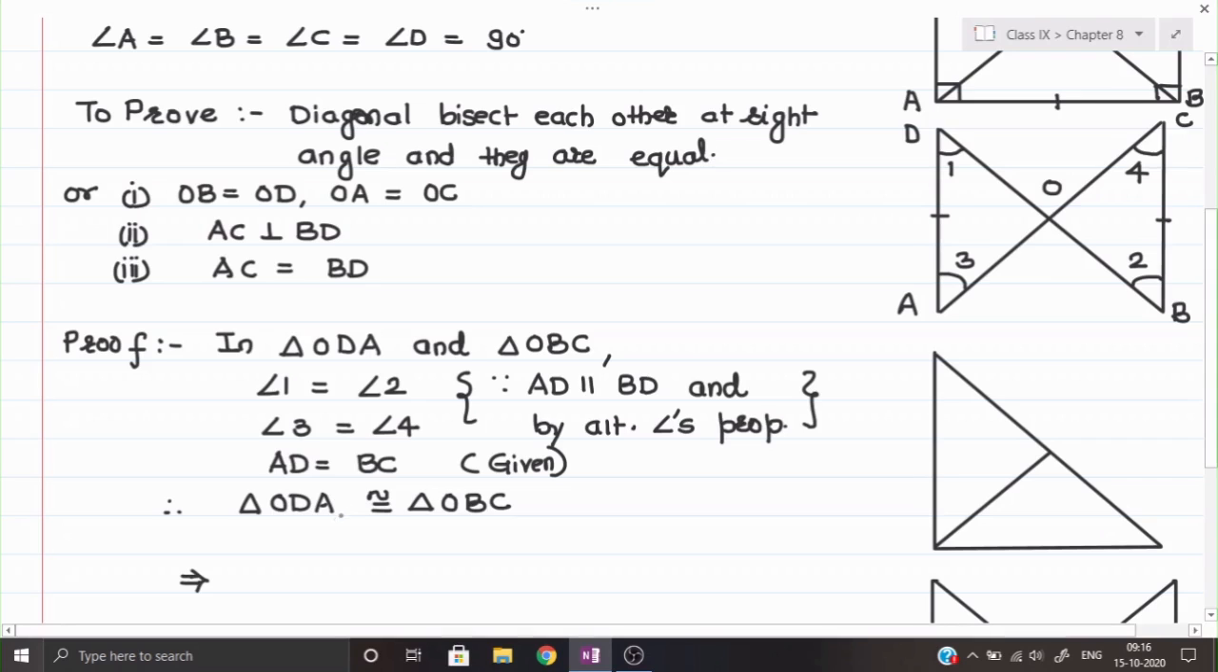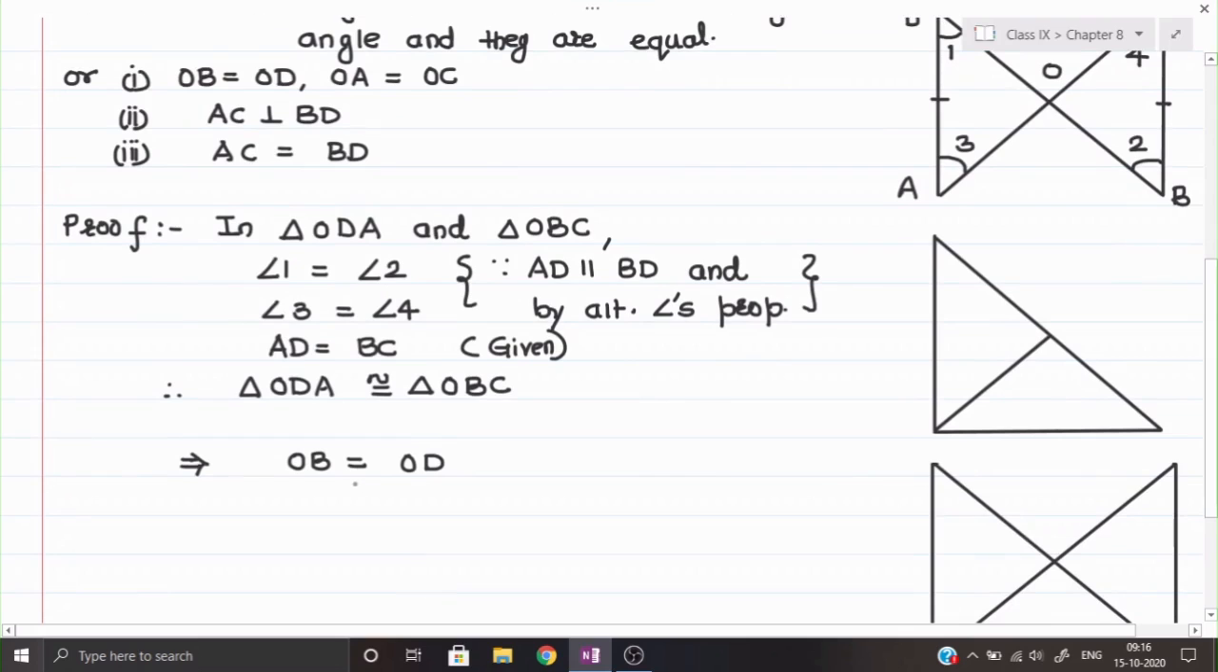So we can say that OB and OD are equal over here. That is one of the corresponding sides. And OA and OC are also equal. That is the third corresponding pair of sides remaining. So OA will be equal to OC. Okay. So we can say that these two pairs are equal, that is with the help of CPCT.